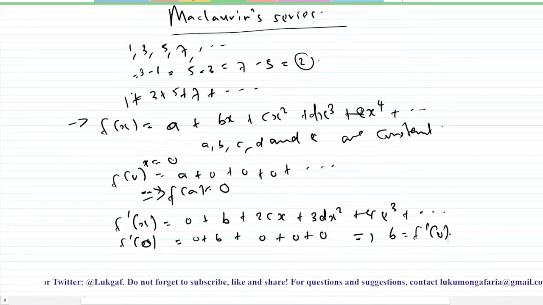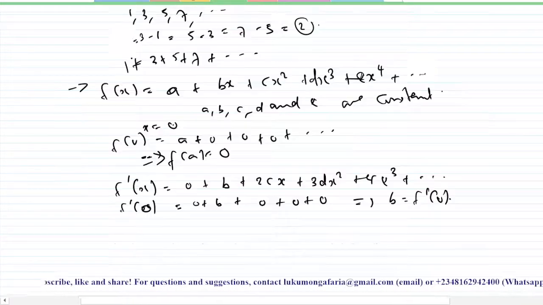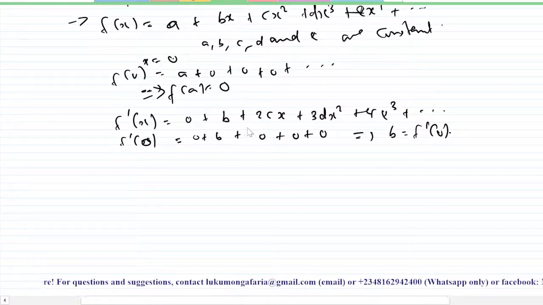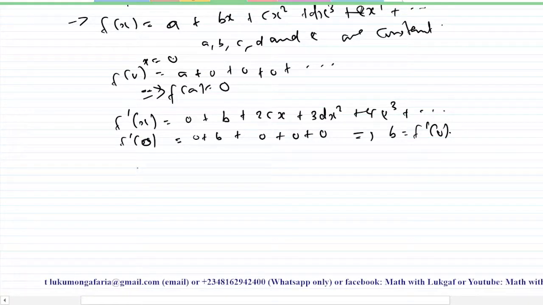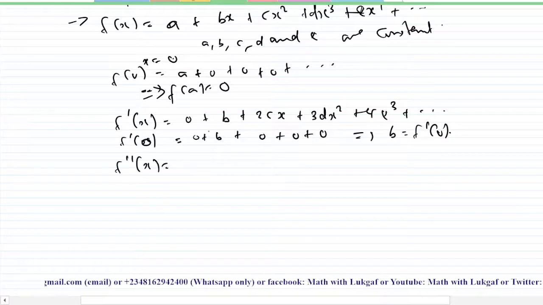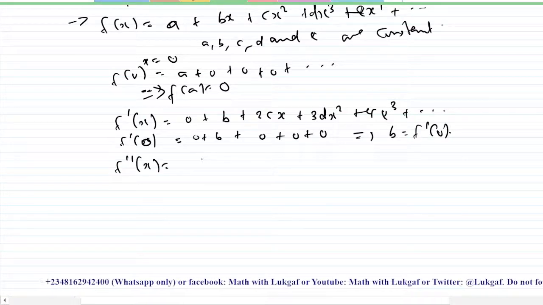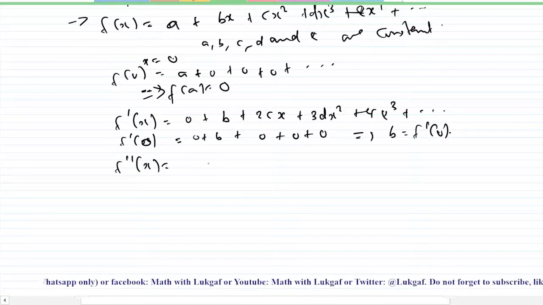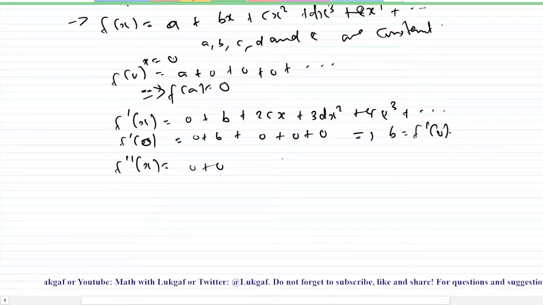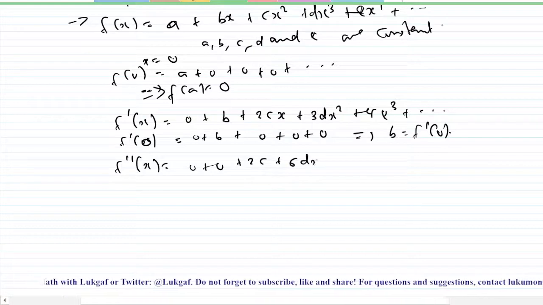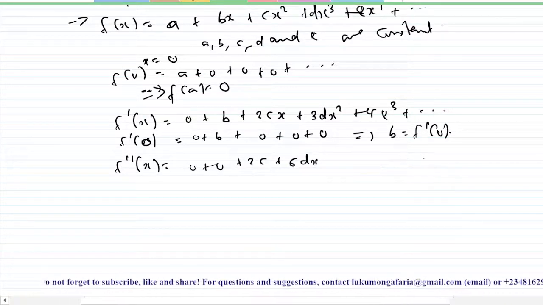Okay, now recall that I said we want to find the value of all the constants we have up there. And now we found the value of b. Let us find that of c as well. That is f prime prime of x. That is what you've differentiated here. Differentiate it again. This one will give me 0, because b is a constant, plus 2c plus 6dx plus 12ex squared plus dot dot dot.